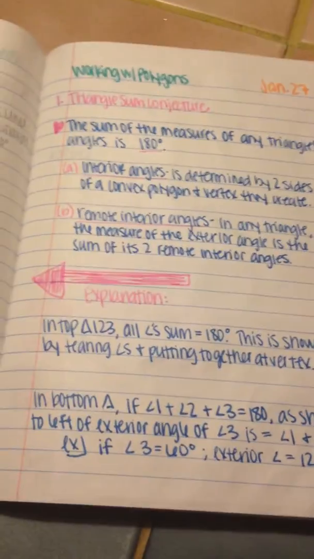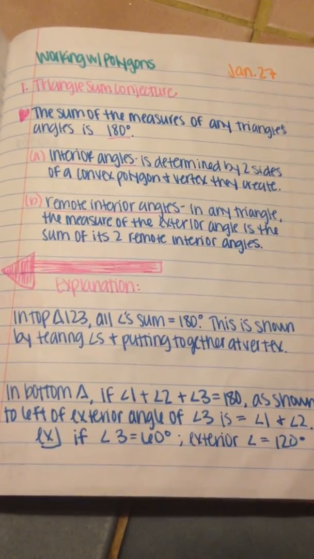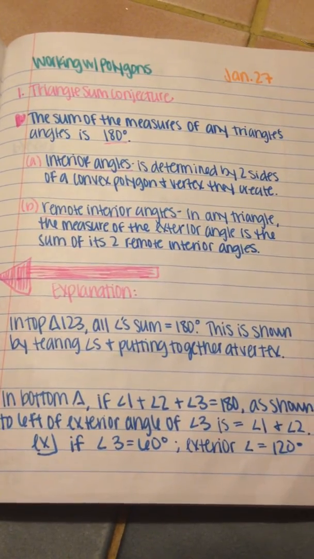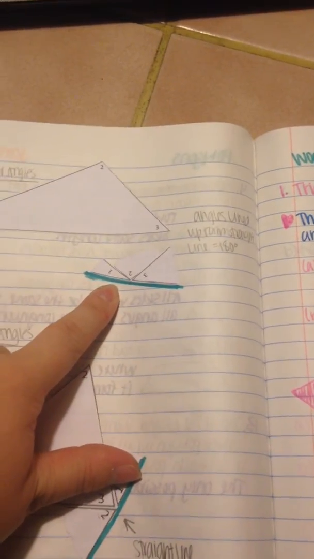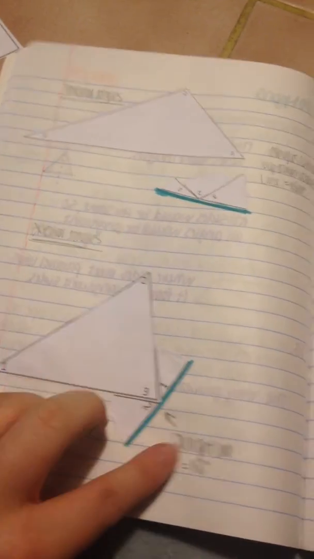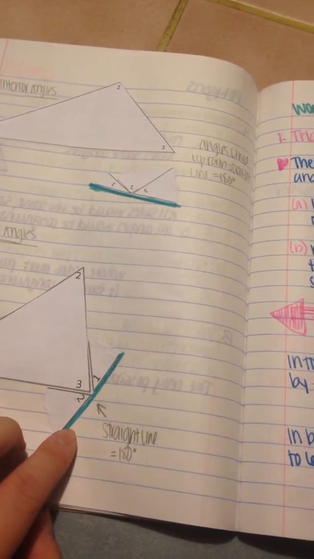Now the triangle sum conjecture with the interior angles and remote interior angles. Here is the picture explaining interior angles. Put them together, they're a straight line. Exterior angles make a straight line.